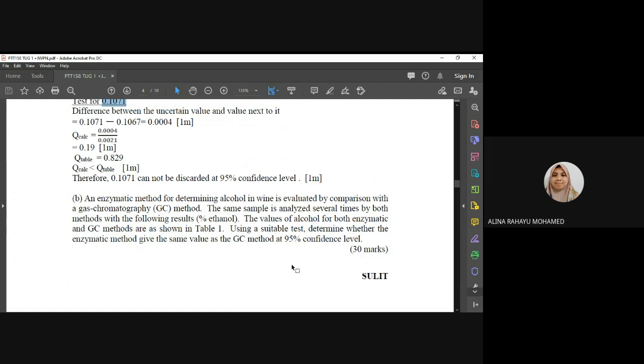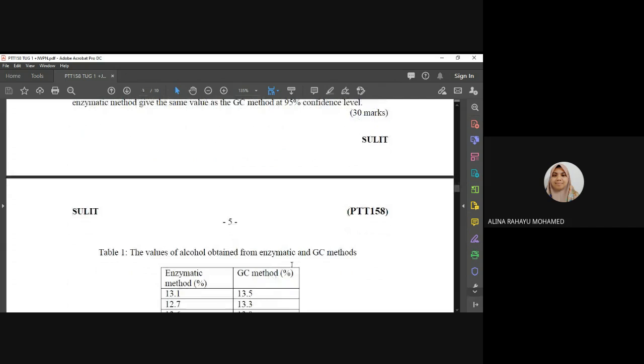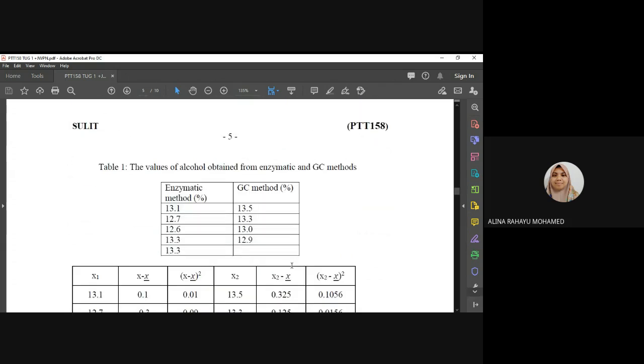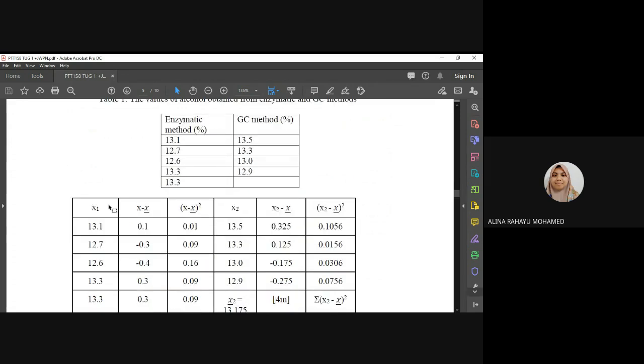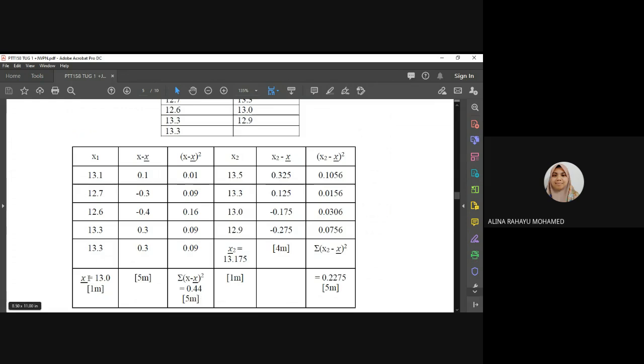Now, using a suitable test, determine whether the enzymatic method gives the same value as the GC method at 95% confidence level. As you can see there, there are no various samples. It's not a multiple sample, it's just one sample. So in this case, we use this method. Firstly, create a column for x1. Write the numbers correctly from the question, and get the x bar, x1 bar.